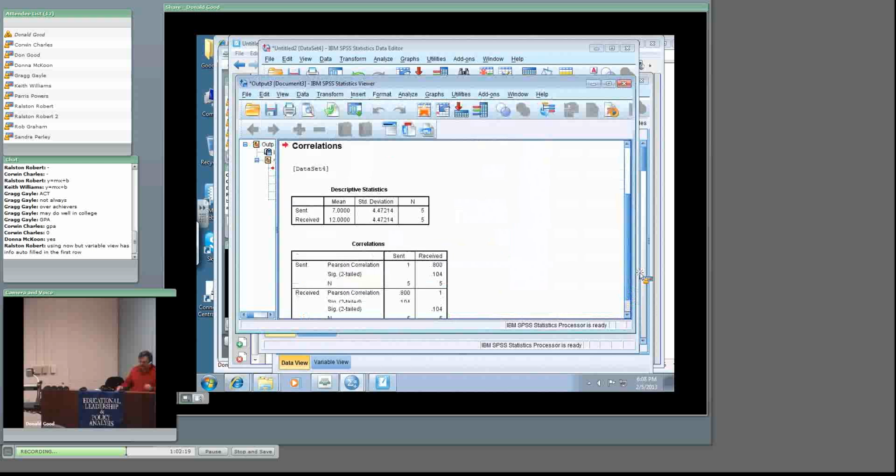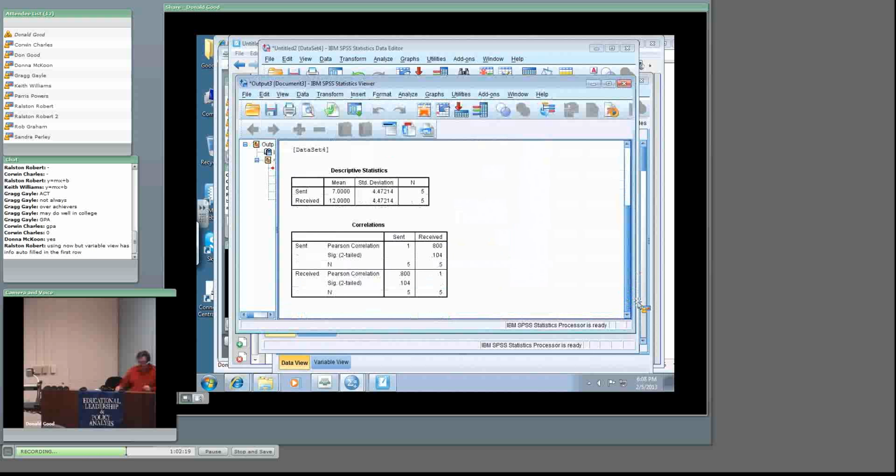Now, let's notice a couple things. Do not write with this pen on the computer screen. Write with this pen on the computer screen, okay. All right.